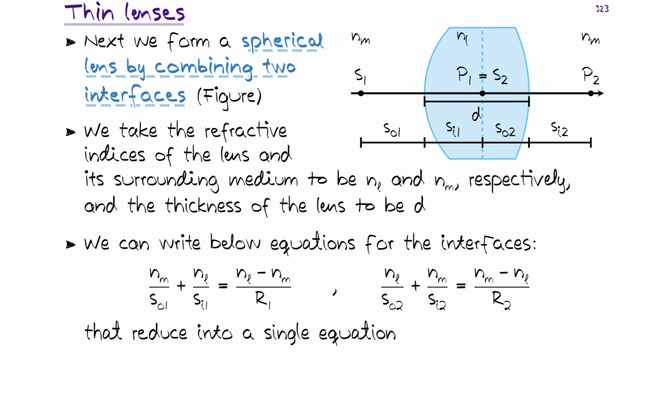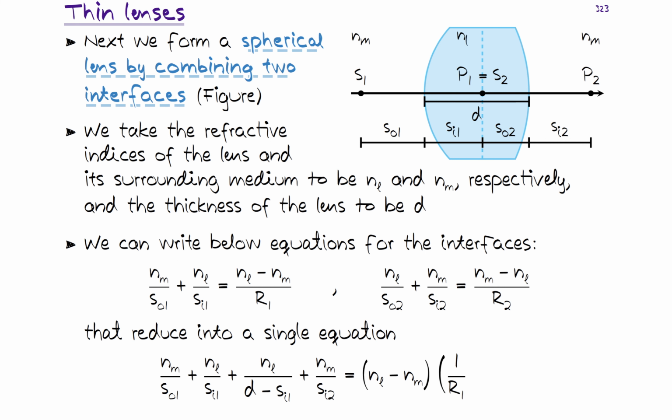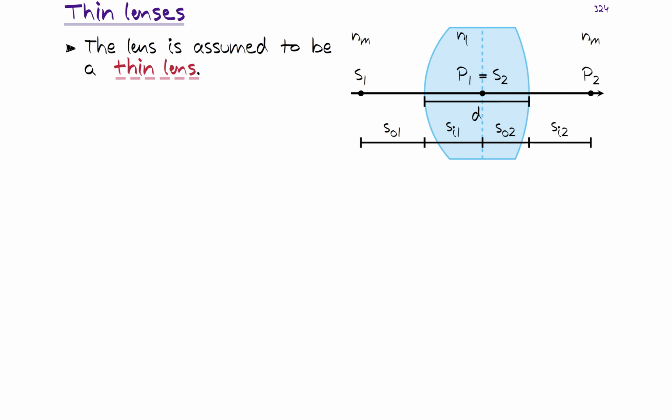So we can now combine these into a single equation. We can just merge them together, and what we have is NM divided by SO1, plus NL divided by SI1, plus NL divided by D minus SI1, plus NM divided by SI2, and this equals NL minus NM, multiplying 1 over R1 minus 1 over R2. And that's it. We can mindlessly combine these equations together, and we get a single equation that tells us what happens for a ray of light propagating through the lens.